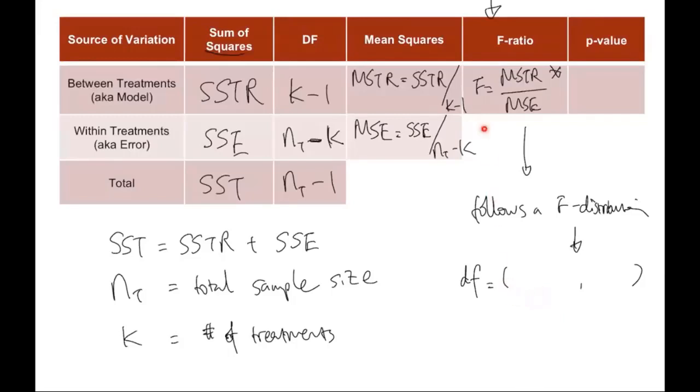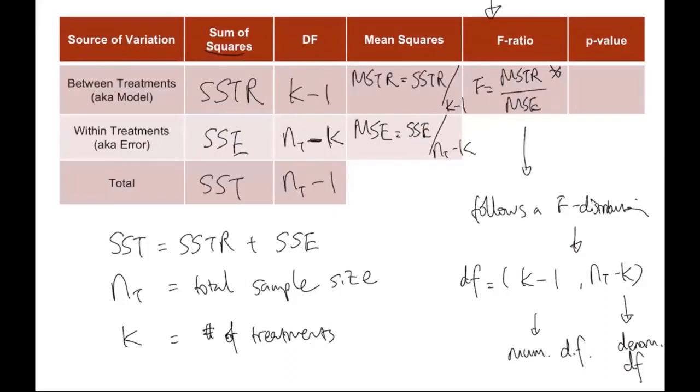So let's take a look. F ratio has a numerator of MSTR. MSTR has a corresponding degrees of freedom K minus 1. So I'm going to write it down here. It is K minus 1. So this is your numerator degrees of freedom. The next one is going to be the denominator degrees of freedom. Now, hopefully you're able to see here. Denominator is MSE. MSE has a corresponding degrees of freedom, capital N T minus K. So I'm going to write down here, minus K, right?